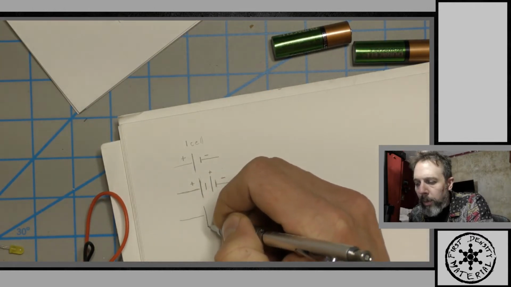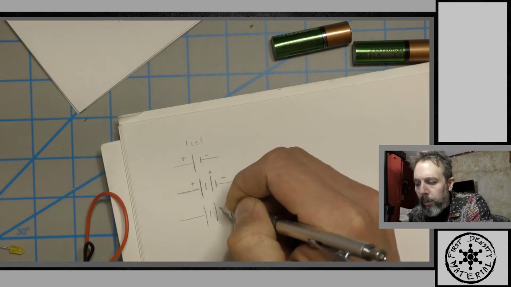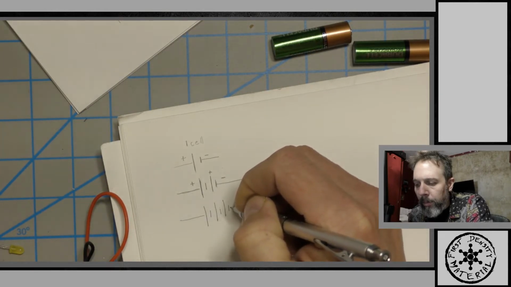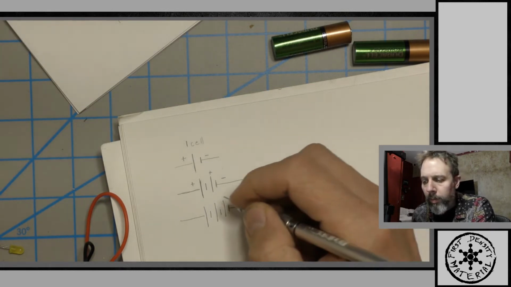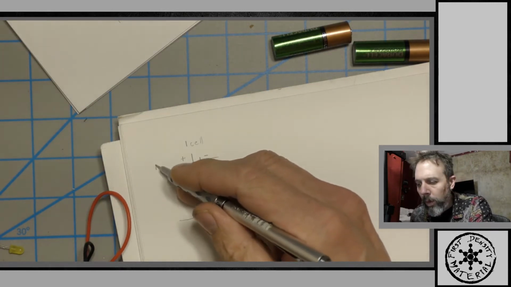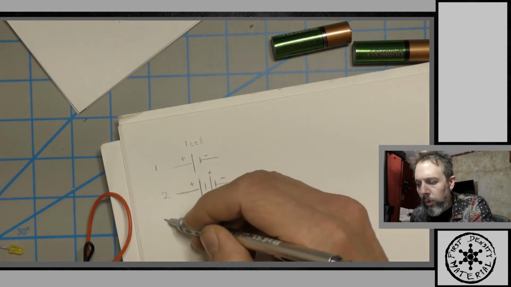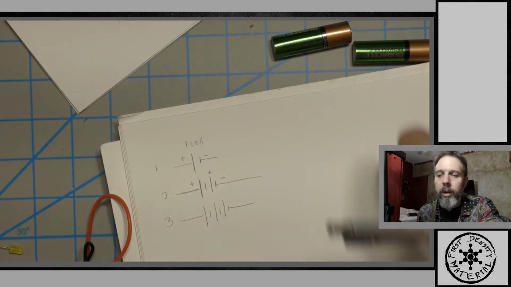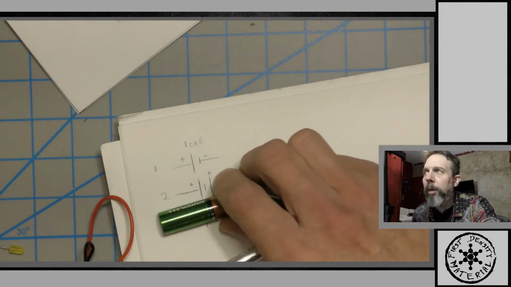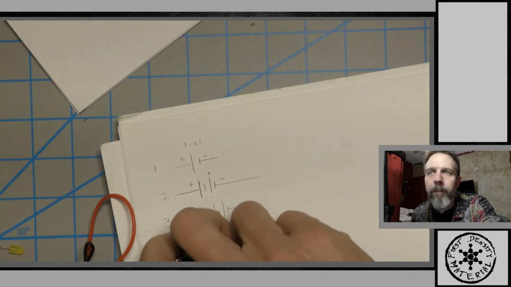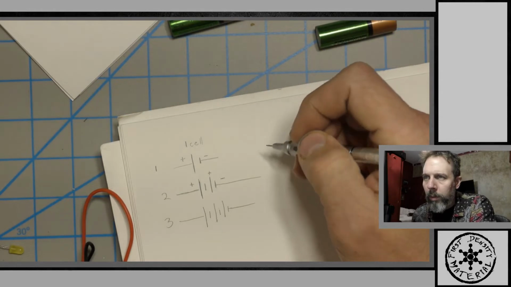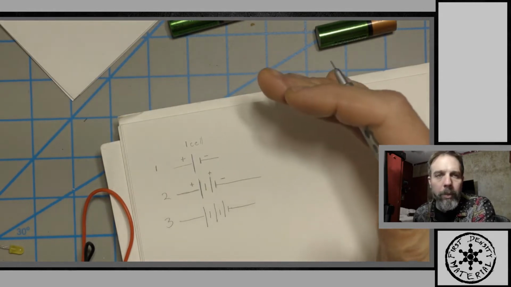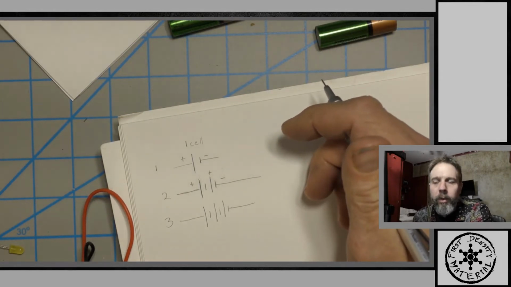And just for fun, what's that one? This one's 1, 2, 3. That's a 3 cell battery. So 3 AAs in that case. So yeah, that's pretty much what you have to know about batteries.